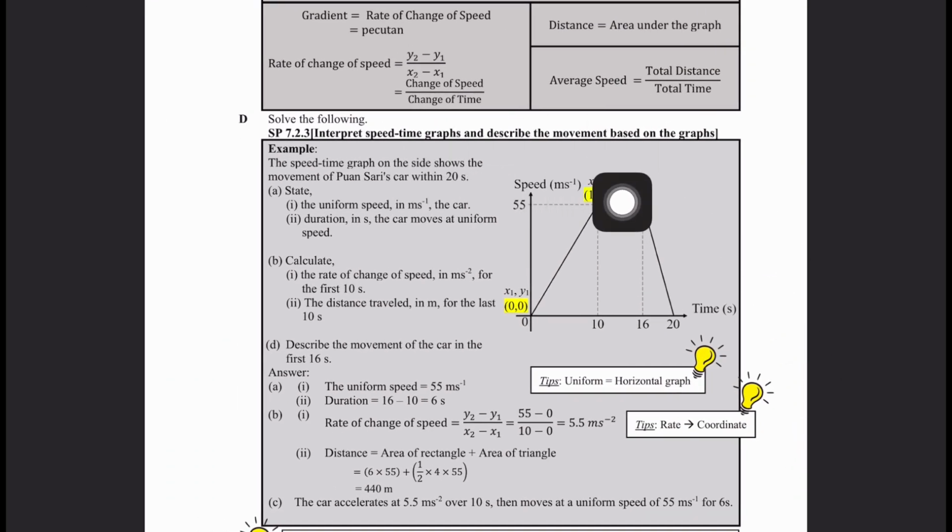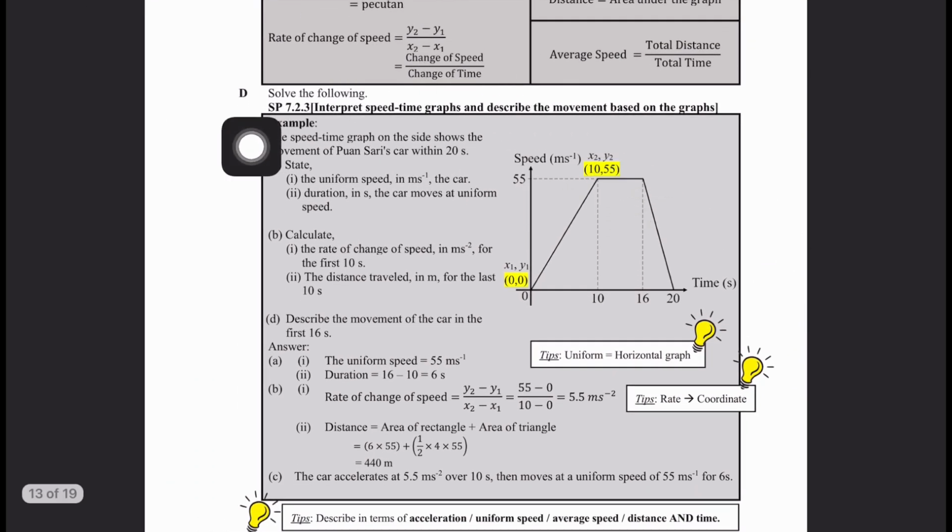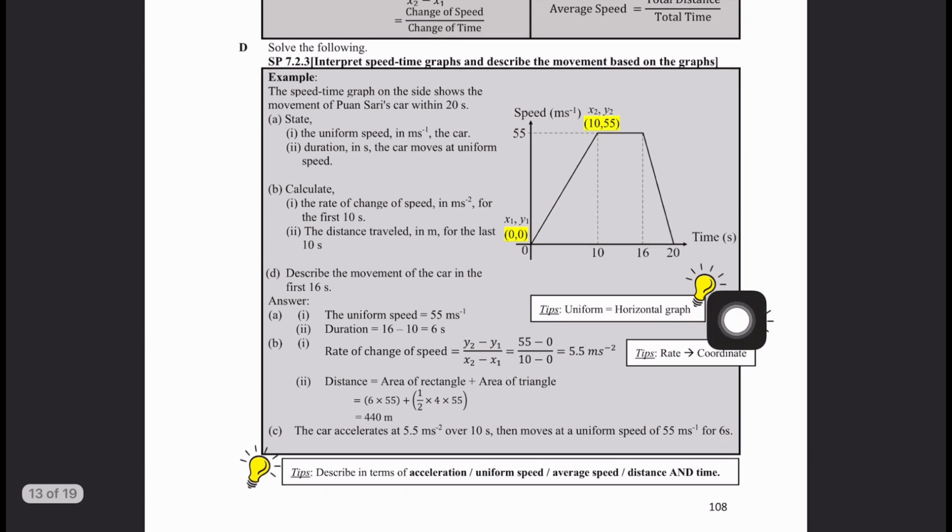Now, next, I want you to read this example. You can pause this video and you can read and try to understand this example. And then look over here. There are a few tips. Uniform is equals to horizontal graph. Yang ni lah horizontal.